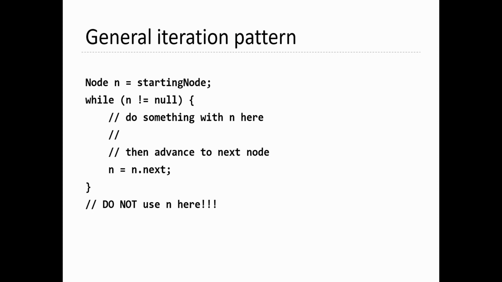Now, whatever you do, once you hit this line here, n's going to be null on that line right there, because this loop runs as long as n is not null. So on that line, n will be null, and you can't use a null reference for anything. Whatever you do, don't try to write n.elem or n.next here. You're going to get a null pointer exception, because remember, null means no object. So you can't get the element from no object. You can't get the next node from no object. So don't use n there.